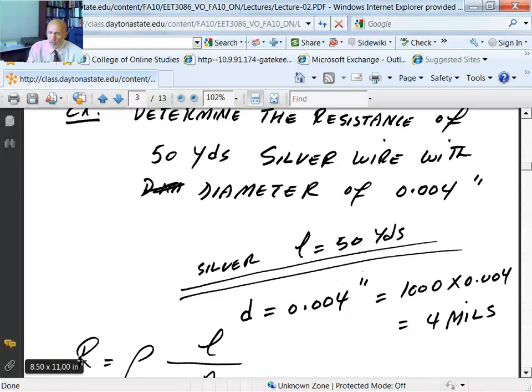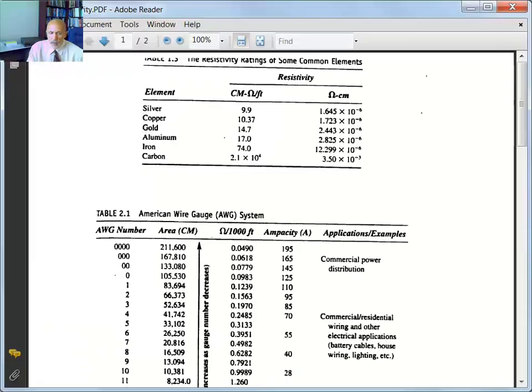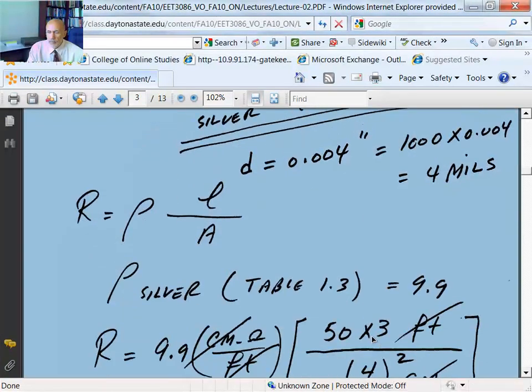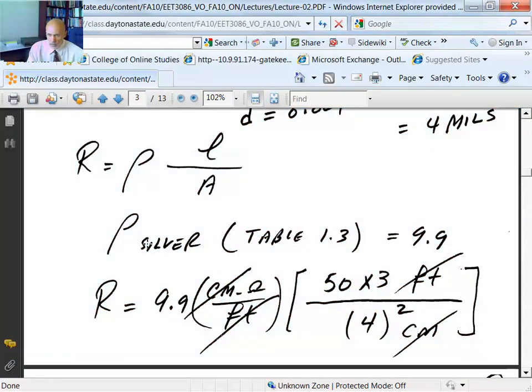Then you write your equation. The resistance R is equal to rho L divided by A. If you go back to table 1.3, silver is 9.9 circular mil ohms per foot. So you need to plug that in. From table 1.3, the resistivity of silver is 9.9, which is in circular mil ohms per foot.